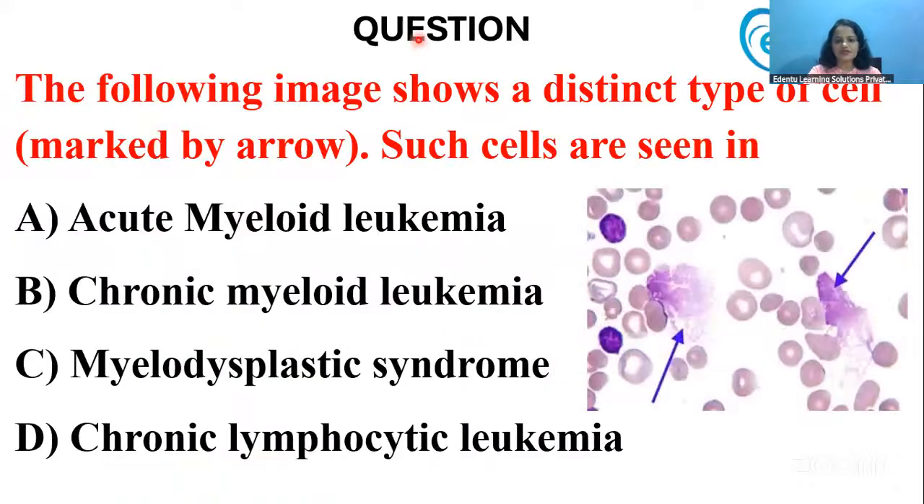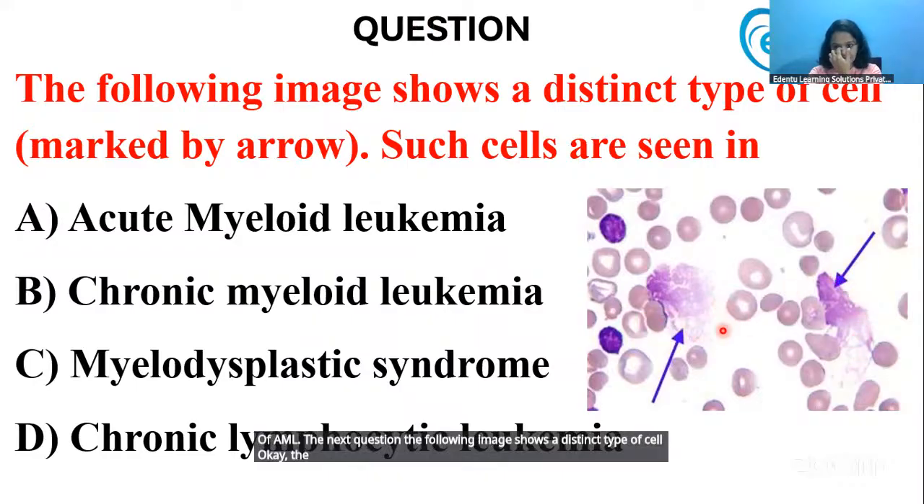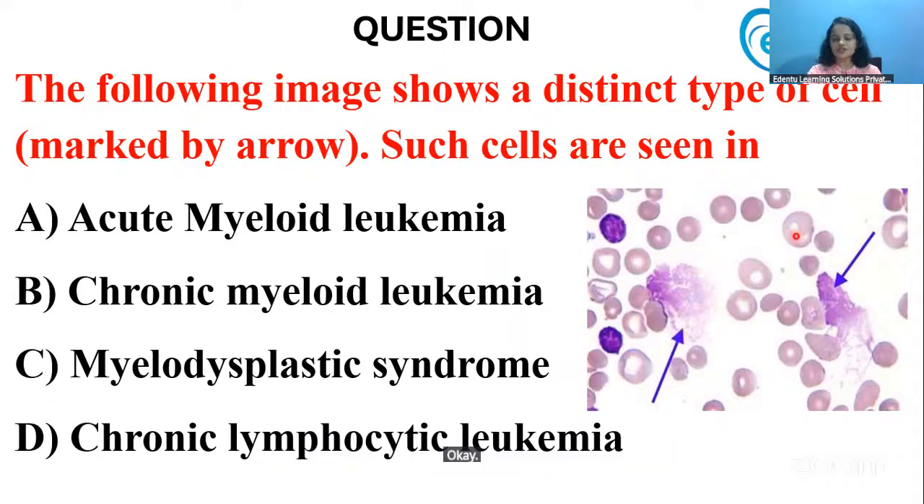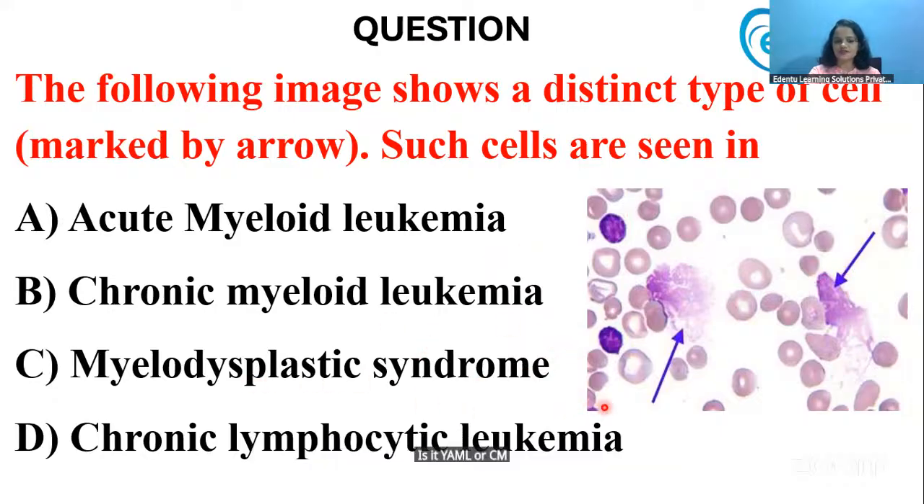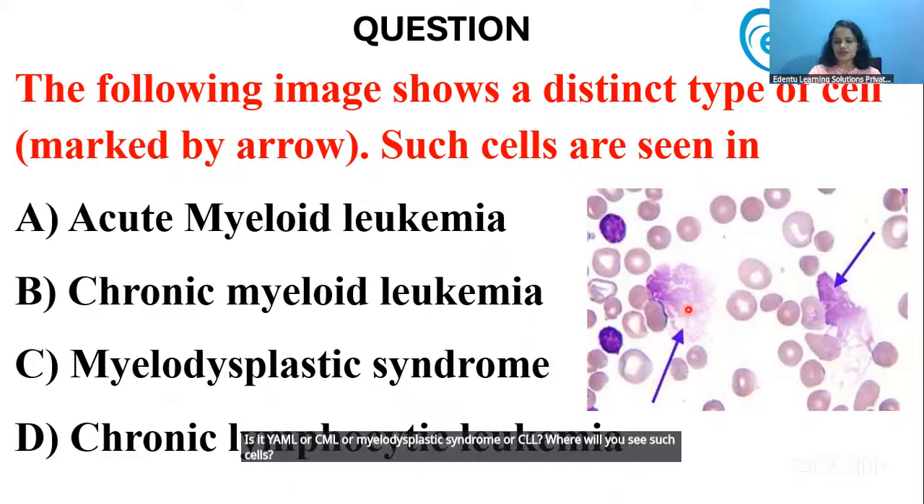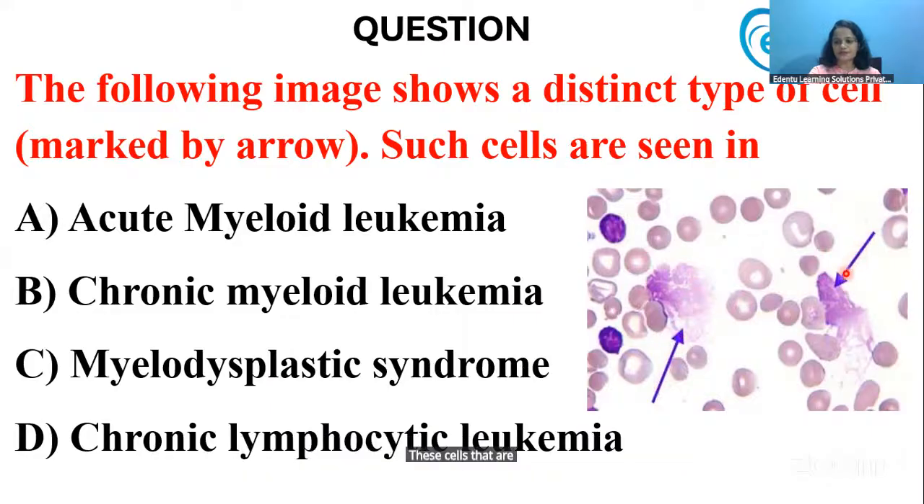The next question. The following image shows a distinct type of cell, the cell that is marked by this arrow. Such cells are seen in which type of leukemia? Is it AML, or CML, or myelodysplastic syndrome, or CLL? Where will you see such cells, those that are marked by arrows?